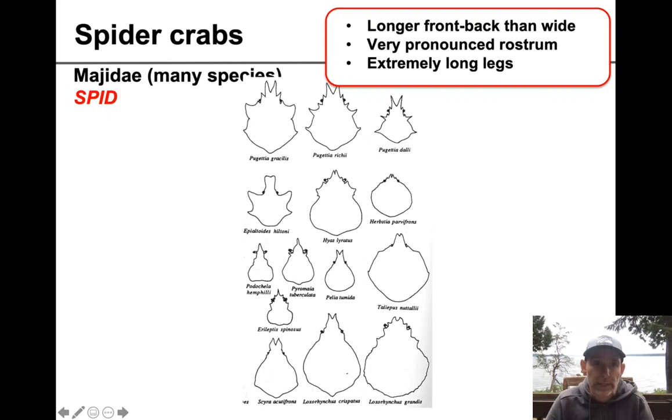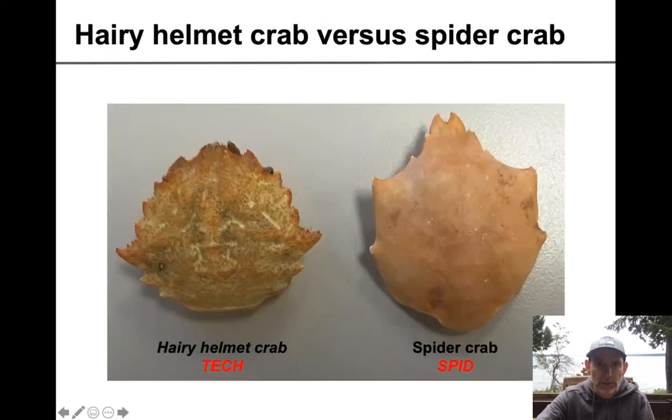We don't ask you to go into any more detail. If you see a spider crab, we just lump all of those into a single category. But if you want to identify it further, you can always snap a picture and we can help you do that. But again, longer front to back than it is wide. And as I said, very diverse in terms of morphology.